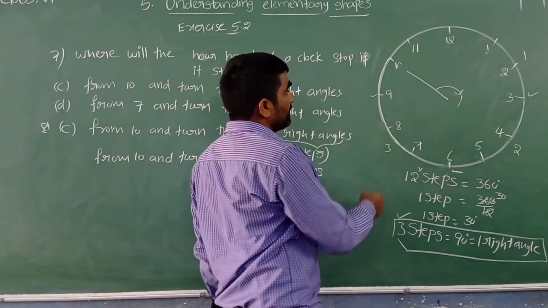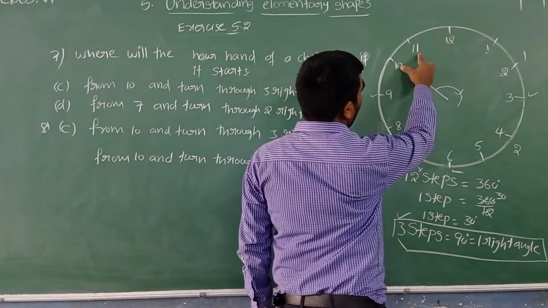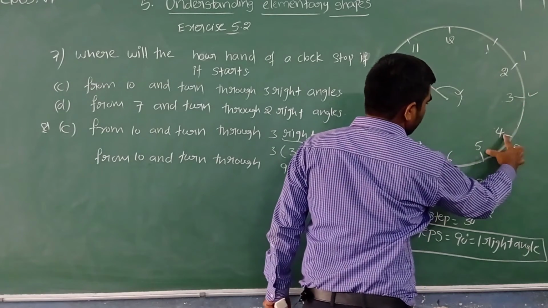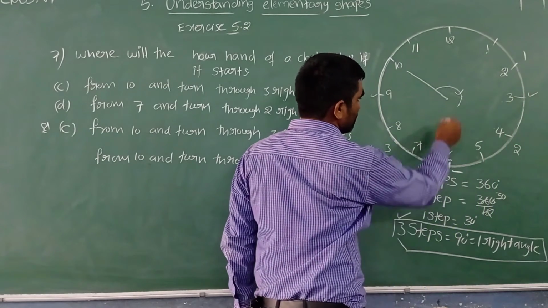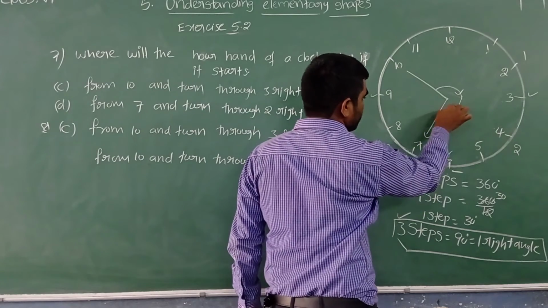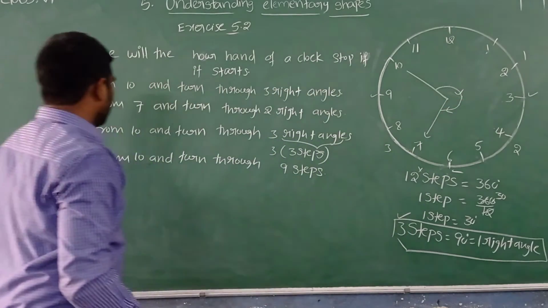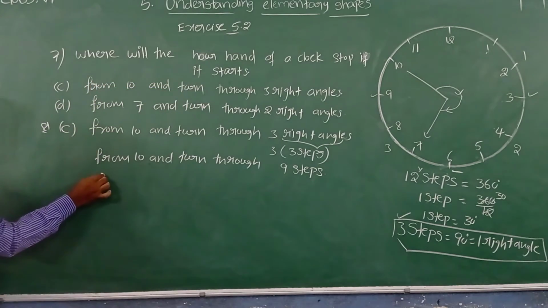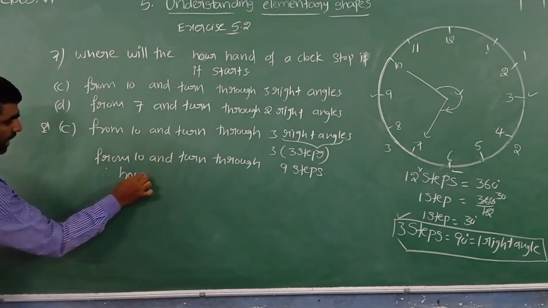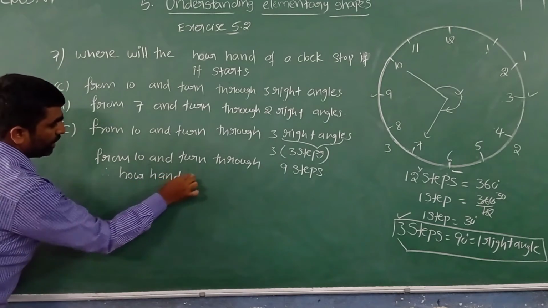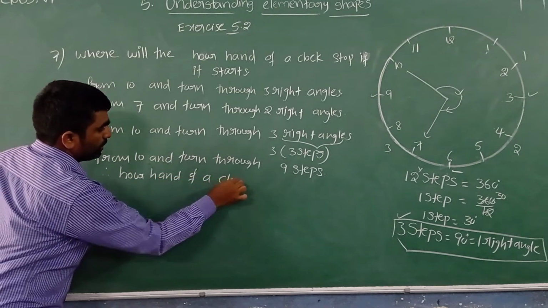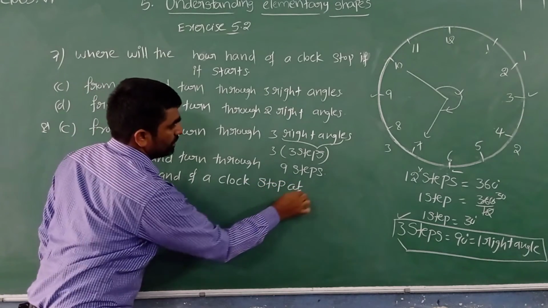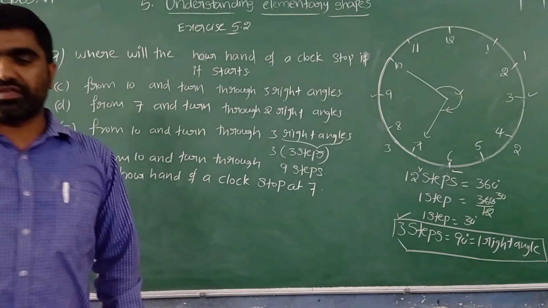Let us count 9 steps, nothing but where we need to stop. 1, 2, 3, 4, 5, 6, 7, 8, 9. Yes, we need to stop at 7. That's all. Now, what they are asking is where the hour hand of a clock stops. Yes, we can write: therefore, the hour hand of a clock stops at 7.